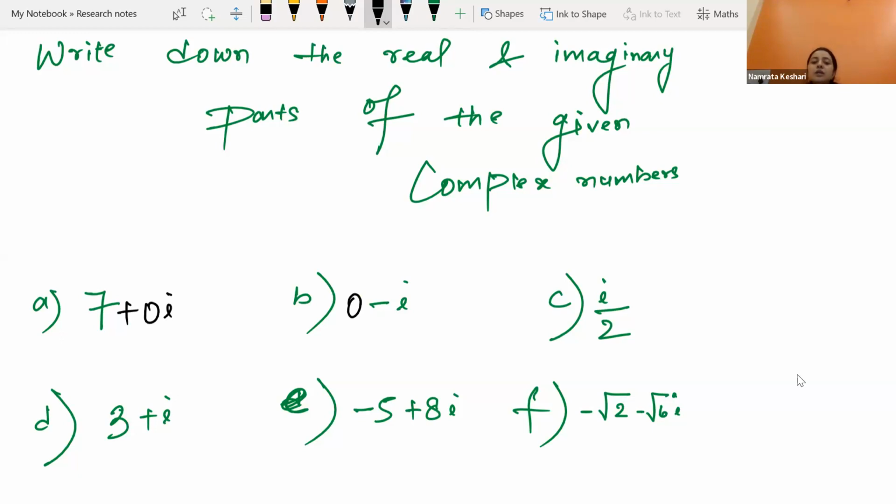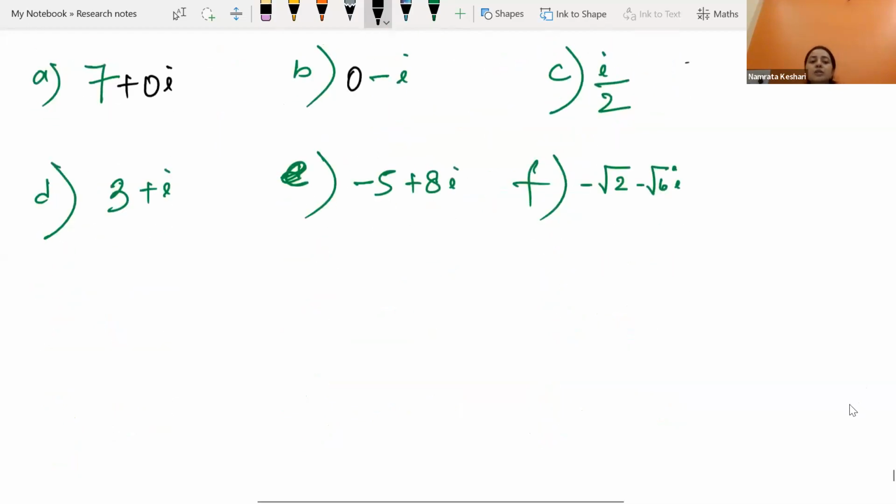Next one. What is the real part? What is the imaginary part? 0 is the real part and 1/2 is the imaginary part. Perfect. Next one. What is the real part? What is the imaginary part? 3 is real part and 1 is imaginary part. Perfect. What is the real, what is the imaginary part? -5 is real and 8 is imaginary.